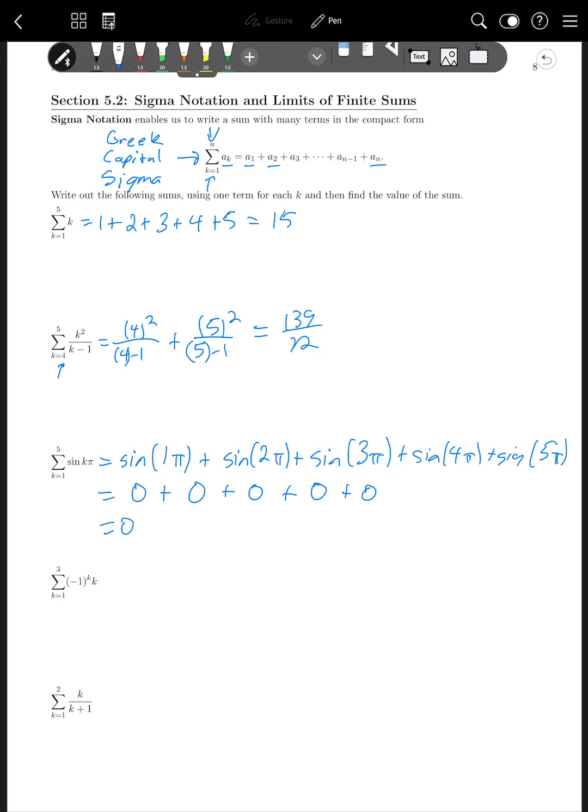With the next one here, why don't you all pause the video for a second, try these last two, and then when you replay, hit play on the video and we'll go through them together.